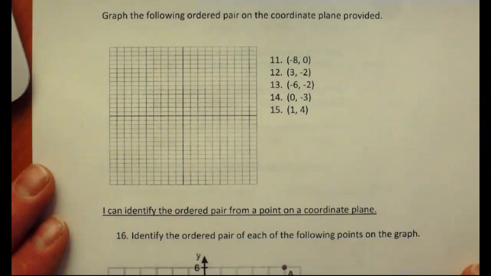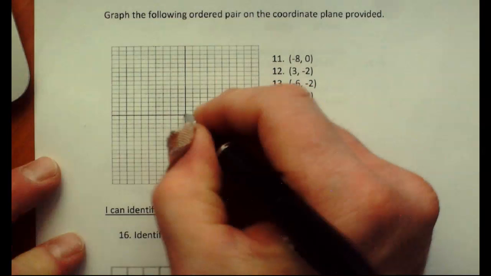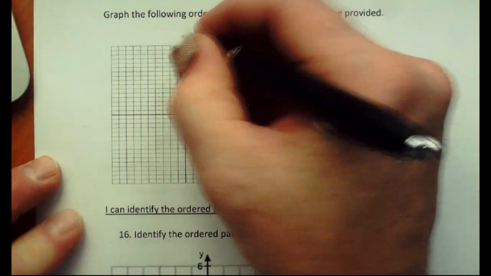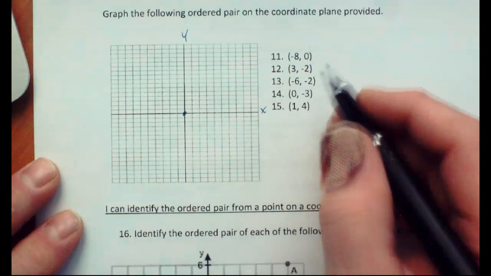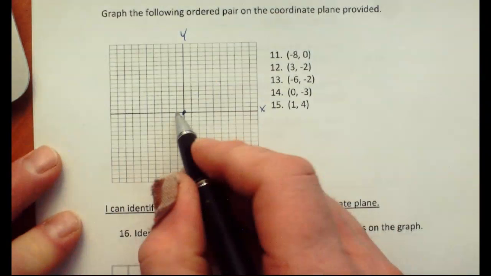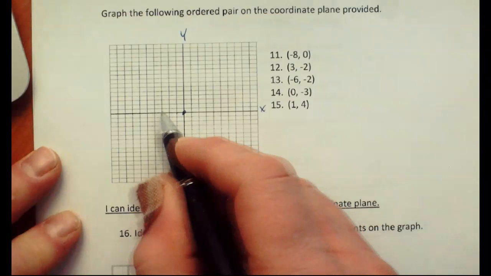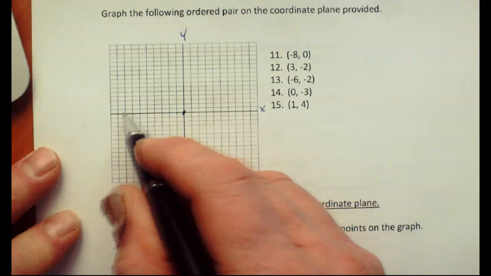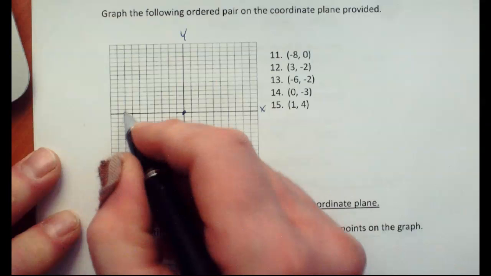We are going to graph the following ordered pairs on the coordinate plane provided. So let's put in our origin, our y-axis, our x-axis. So we have negative 8, 0. I'm just going to use a scale of 1. I think that will work. So 1, 2, 3, 4, 5, 6, 7, 8. So there's negative 8, and then I'm going up 0.